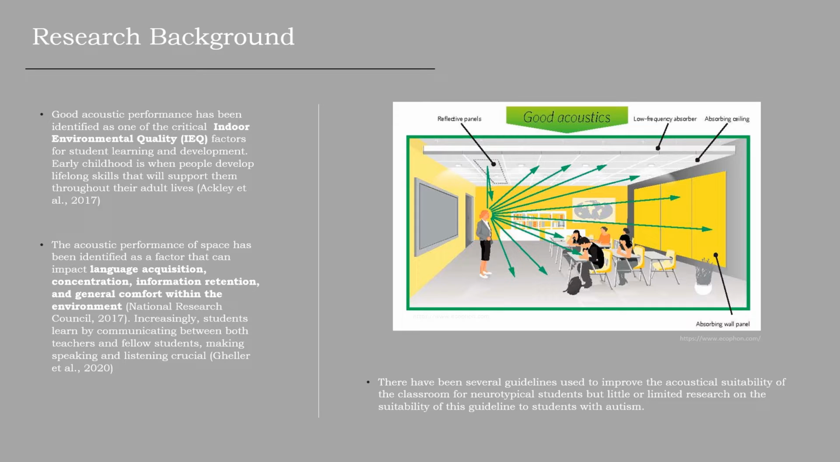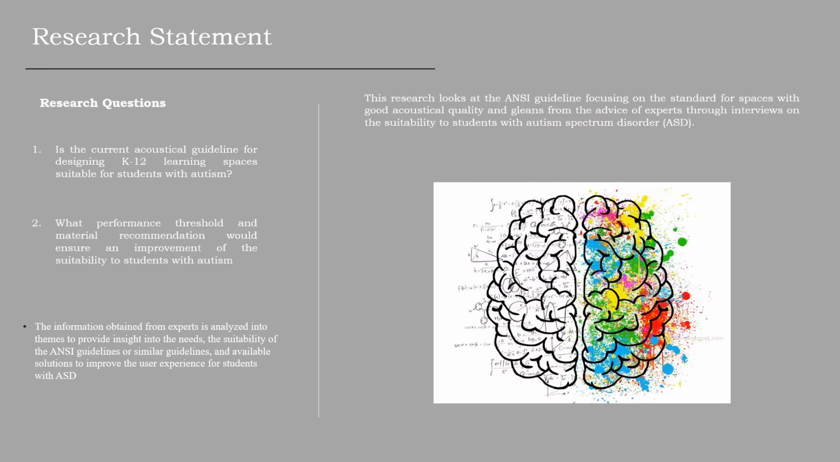And there have been several guidelines used to improve the acoustical suitability of the classroom for neurodiverse students, but little or limited research on the suitability of this guideline to students with autism spectrum disorder has been identified. So this research tends to look towards that. This research looks at the ANSI guideline, focusing on the standard for spaces with good acoustical quality, and gleans from the advice of experts through interviews on the suitability to students with autism spectrum disorder.